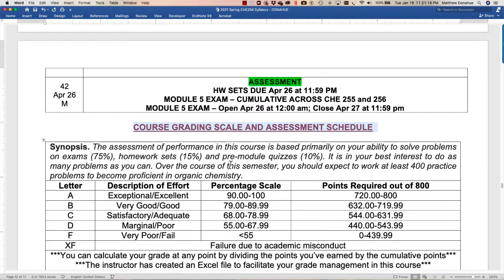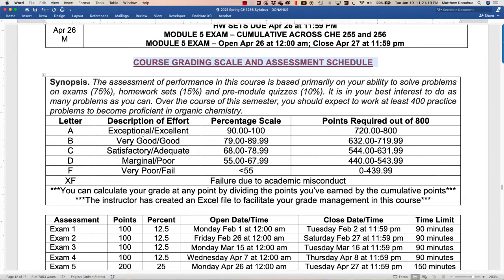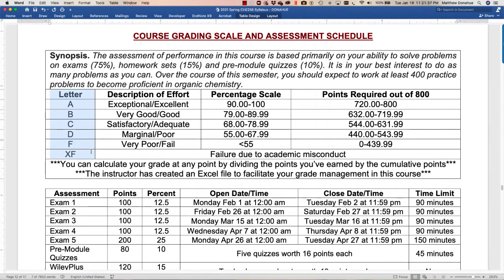The course grading scale and assessment schedule. So the synopsis is listed here. Exams are 75% of your grade, homework sets are 15%, and the pre-module quizzes are 10%. So it's basically a 3-to-1 ratio of exams versus these other homework and quizzes. So here are your letter grades, description of your effort, the percent scale, and really what you want to pay attention to is the points required out of 800. The course is worth 800 points, so you're accumulating points starting at 0, working your way up, and you're going to end up in one of these bins, and that determines what letter grade you get.